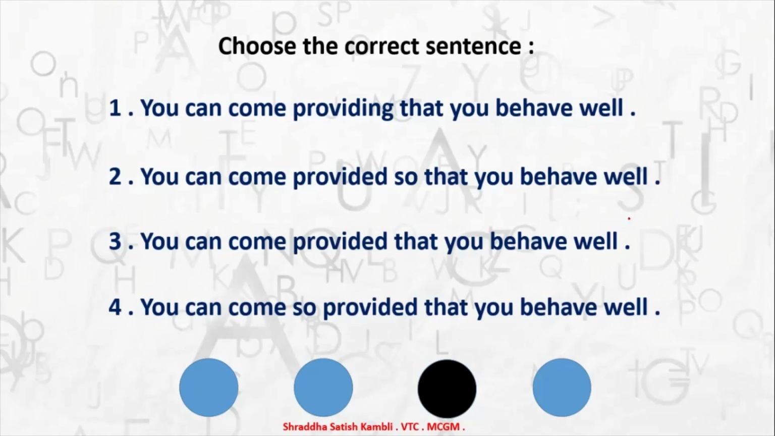Okay, children, so this entire lesson was based on compound conjunctions. What are compound conjunctions? We talked about it in the beginning of the lesson. Compound conjunctions are those conjunctions which join two sentences, two phrases, etc. together, but they are in the form of a phrase, that is, a group of words. Okay, so this was the lesson.